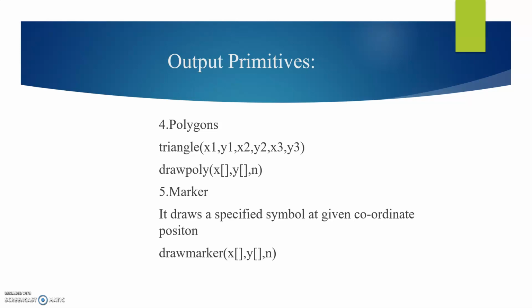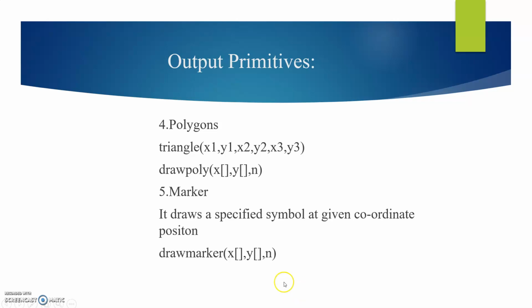The next is a marker. It draws a specified symbol at given coordinate position in different color and different sizes. We can select a particular character to be a marker symbol. Attributes for marker output primitive are marker type, size, color. For example, consider the following command.